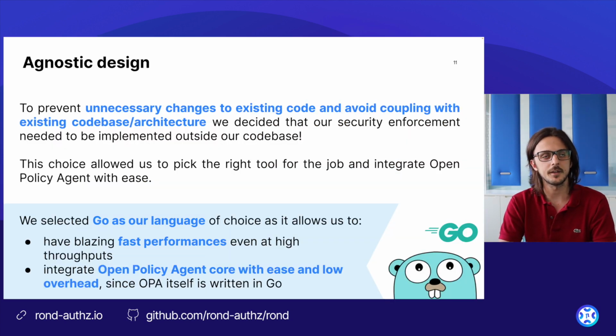Okay, now that we have defined that we would use Open Policy Agent, we decided that our security enforcement should be implemented in a separate code base, which is why Rönd exists. The choice of being in a separate code base allowed us to choose the right tool for the job, so Open Policy Agent, of course, and the Go programming language, which allows us to have fast performances even at high throughputs, and allows us to integrate Open Policy Agent core with ease and low overhead into our code base, since it is written in Go itself.